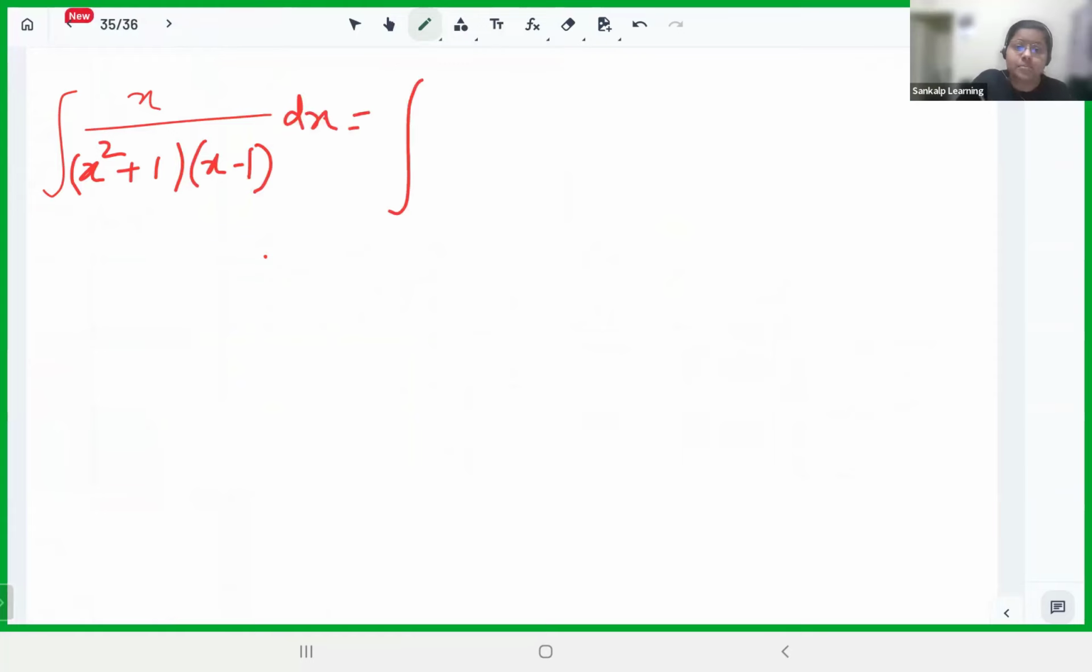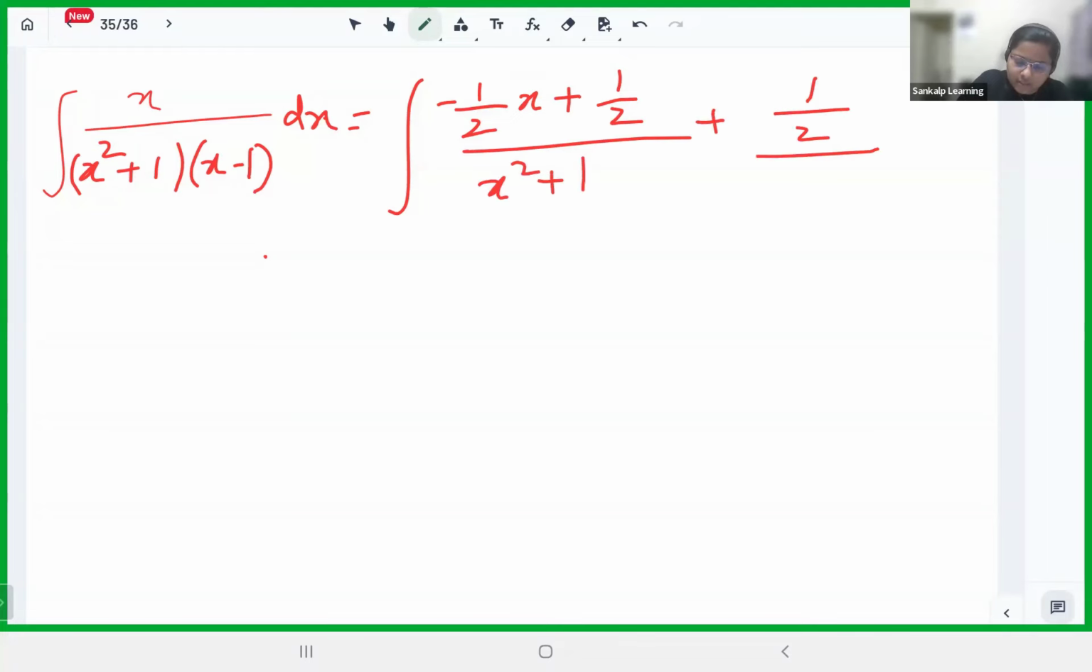Now we can substitute in the formula. That is integral x by (x square plus 1) into (x minus 1) dx is equal to integral (ax plus b), so a is minus 1 by 2 into x plus 1 by 2 by x square plus 1, plus 1 by 2. C is 1 by 2, right? 1 by 2 by x minus 1 dx.